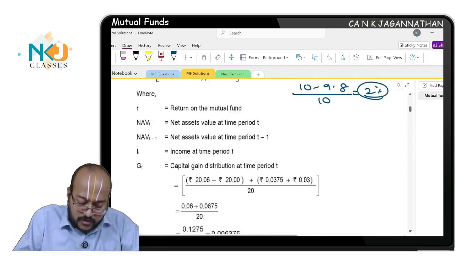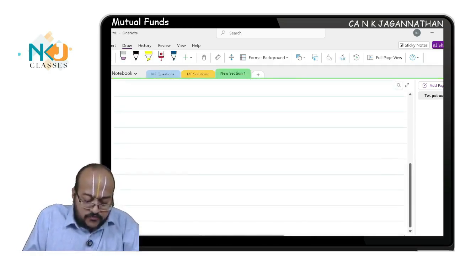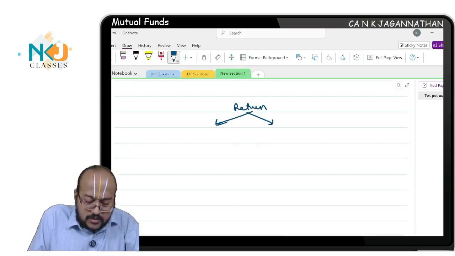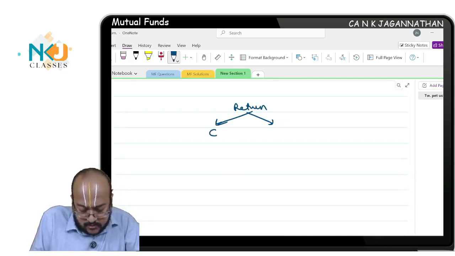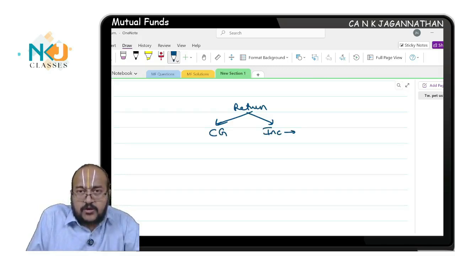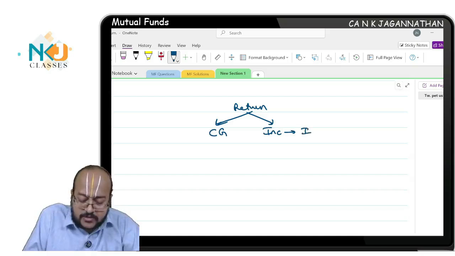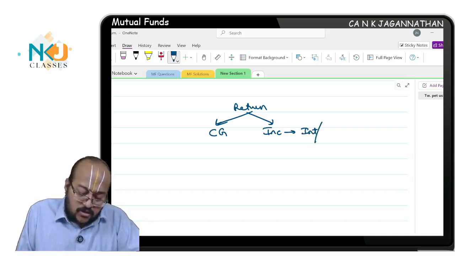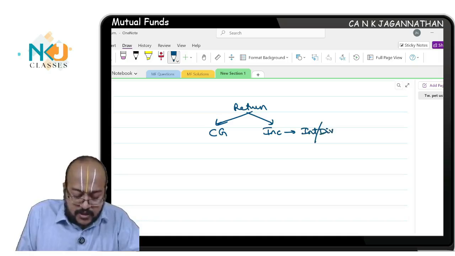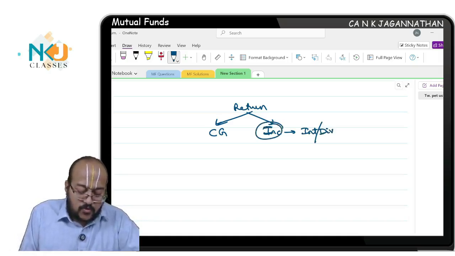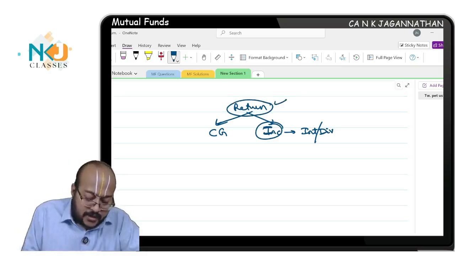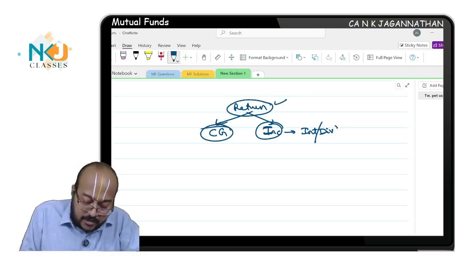Return from the mutual fund can be obtained through various sources. Basically, the return will be in capital gains and income. This income, I can call it the income from instrument, which I call interest. If the mutual fund invested in bonds, it will receive interest, or it might be dividend. All this I can call income. Now see here what happens if you consider the return of the investor. It can be through capital gains and it can be through dividend.